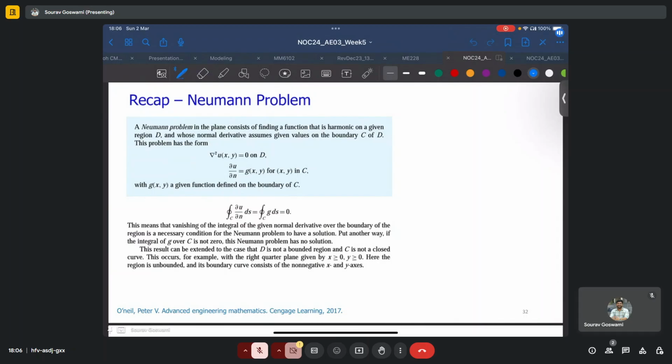The next topic in the module on partial differential equations considers the Neumann problem. A Neumann problem in the plane consists of finding a function that is harmonic on a given region D and whose normal derivative assumes given values on the boundary C of D. The problem has the standard form: nabla square u, where u is a function of x, y, equals 0 on D, and dou u dou n equals g of x, y for x, y in C, with g of x, y a given function defined on the boundary C.